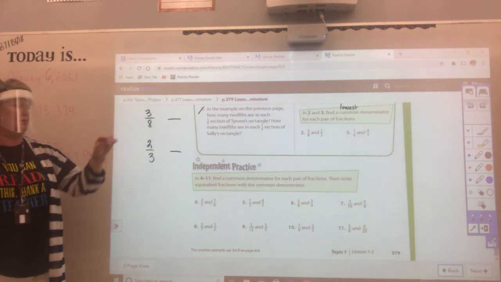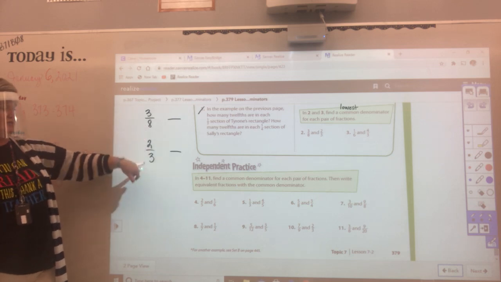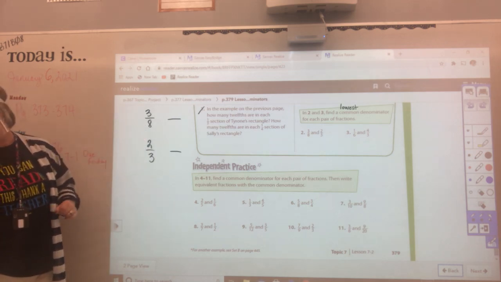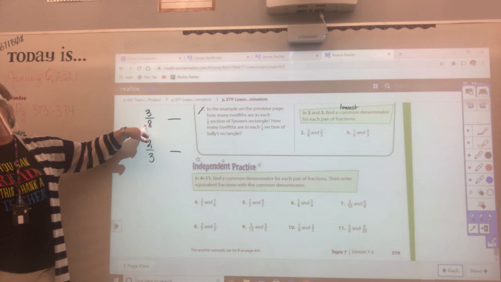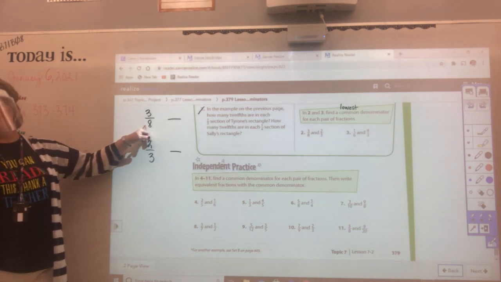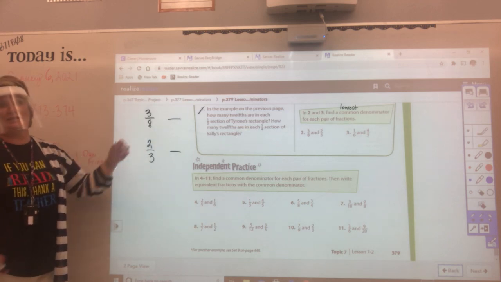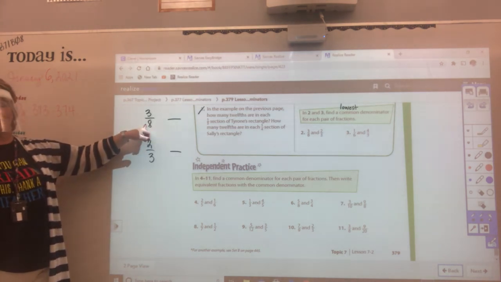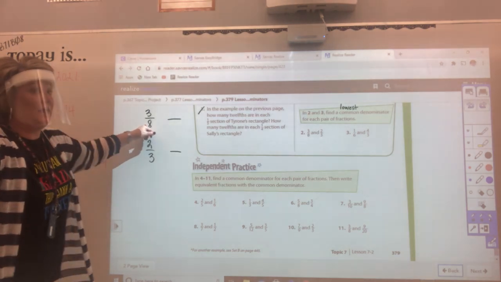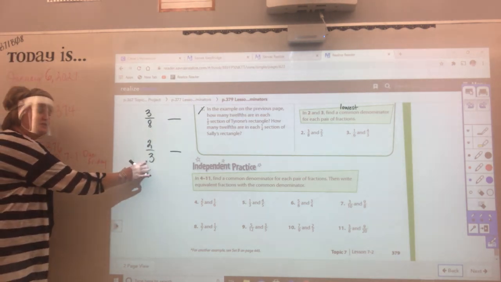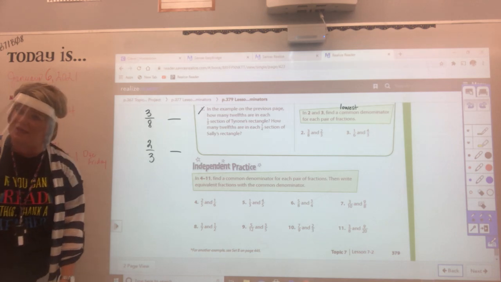Well, here's how we do it. We're going to find the biggest one first. Is 8 bigger or 3 bigger? 8. So get your pencil on 8 and don't move it. Do not move your pencil. Now we're going to start multiplying times 8s. And we're going to see if 3 can go into any of these numbers. So the first, 8 times 1 would be 8. Now ask yourself, is 3 times anything ever going to be 8?